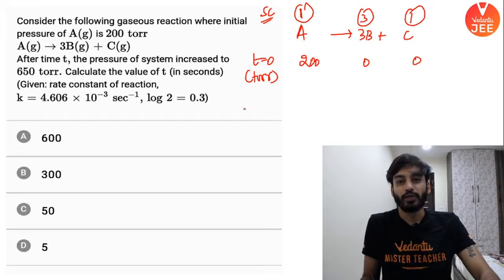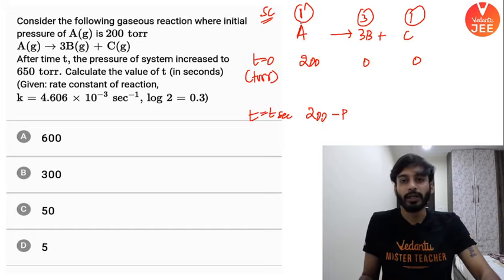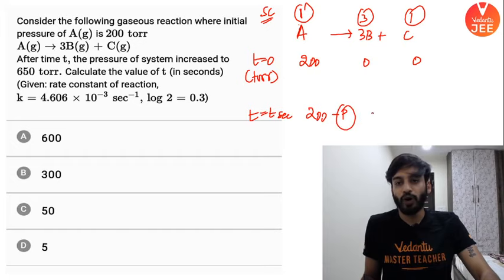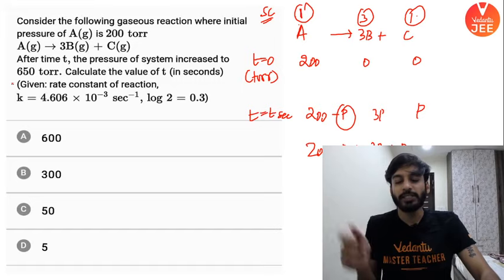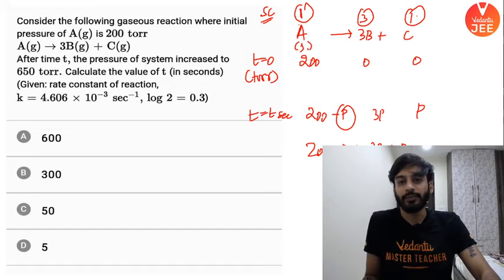So let us say after some considerable time t seconds, from 200, let's say P was dissociated. 1 gives you 3, so P will give you how much? 3P. 1 gives you 1, so P will give you how much? P, right? So 200 minus P plus 3P plus P. Beta, they said after some time all of these are gases. Everything is a gas here. So what will happen, beta?